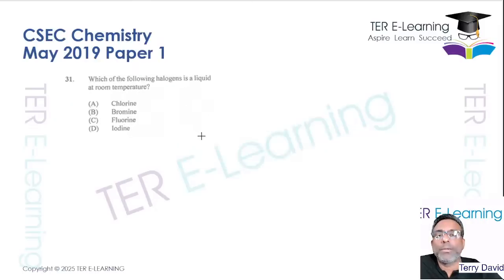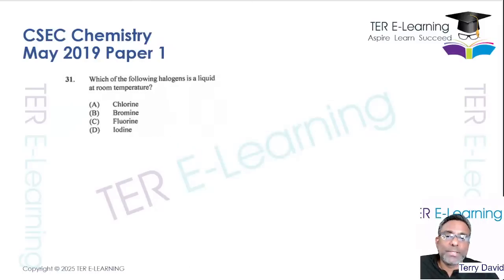Question 31. Which of the following halogens is a liquid at room temperature? Which one is a liquid at room temperature?